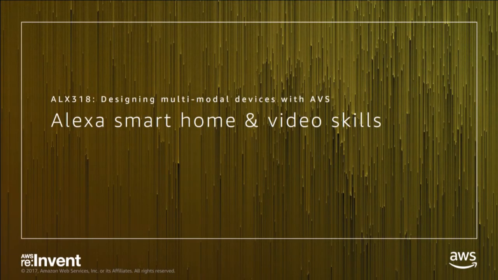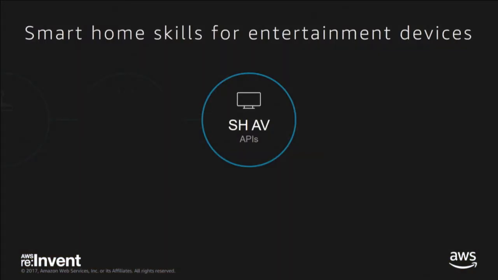All right, so once you have gotten your customers onboarded onto the device and you're showing them visual information, what else can you do with this new sort of visual Alexa experience? So I'm going to talk about two cool sort of skill things that you can do with your device. The first is smart home for entertainment devices. So the best way to think about this is, obviously Alexa is very, very strong in smart home, and they've extended that to AV devices.